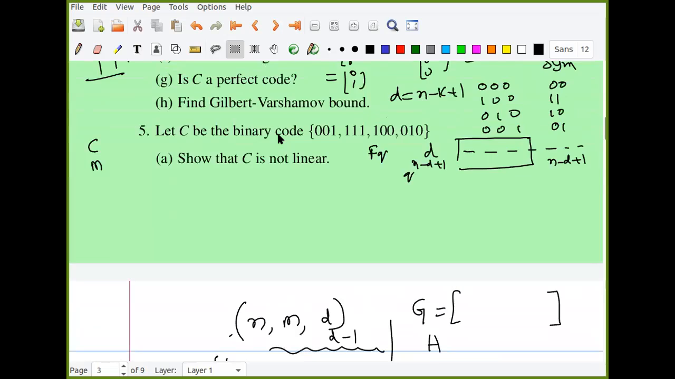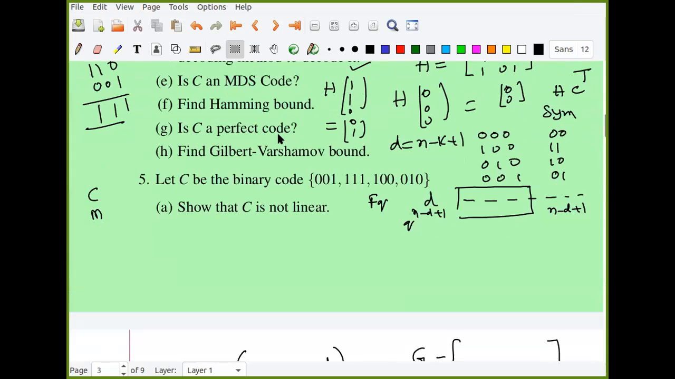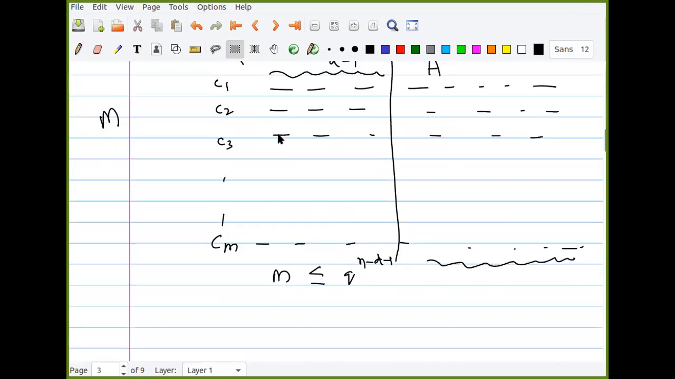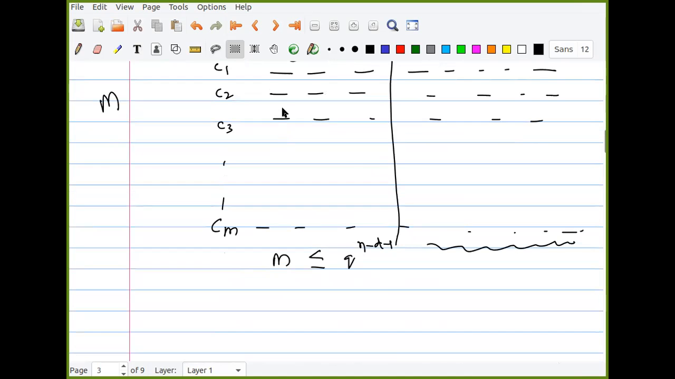Sir, it may not be unique, right? Because the span will be the smallest linear code that contains C. Anything bigger than that will also work. Yes. If I do not ask for the smallest, then it is not unique. Even the entire F2 power n is also there, right? Yes, sir.